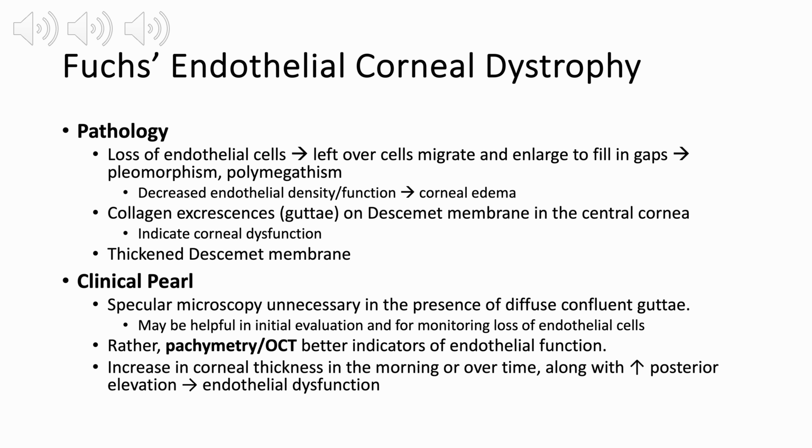From a clinical perspective, it's important to recognize that specular microscopy is unnecessary when diffuse confluent guttae are already present, since the diagnosis can be made clinically at that stage. While specular microscopy may still be helpful early in the disease or for tracking endothelial cell counts, pachymetry and OCT are generally more reliable tools for monitoring disease progression since they provide quantitative information on corneal thickness and endothelial performance.